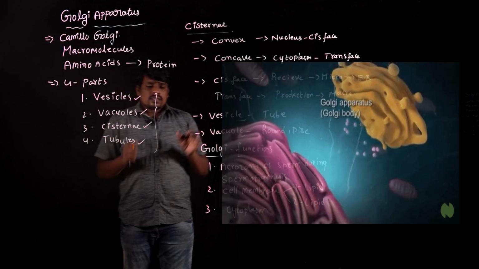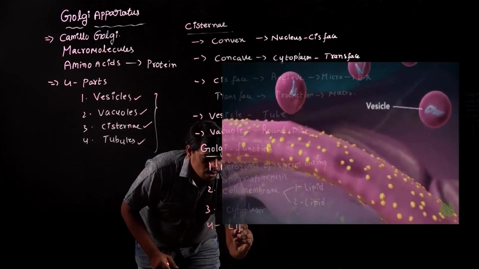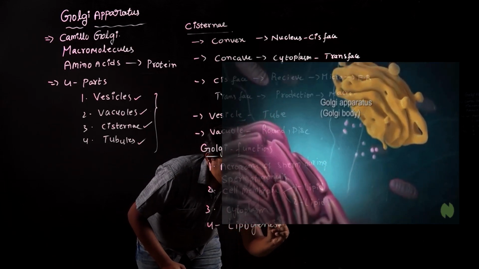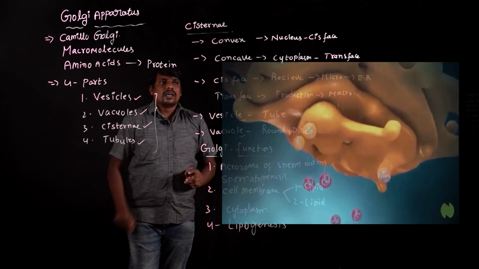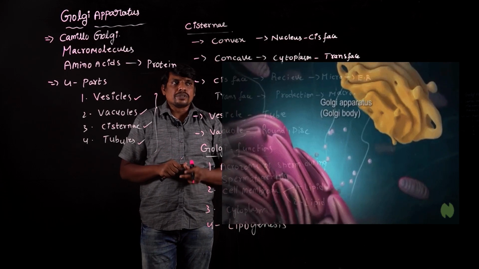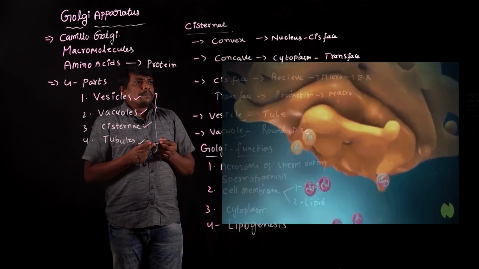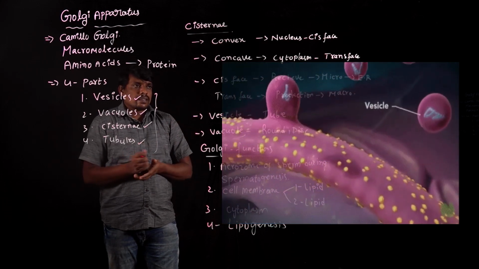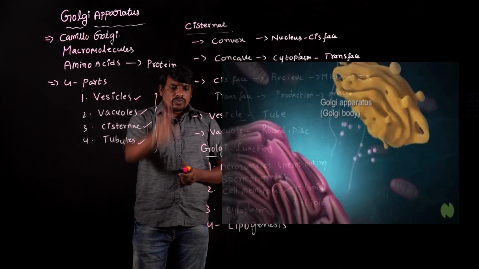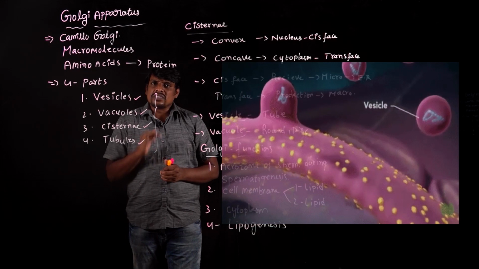Not only this, for the process of lipogenesis, what do you mean by lipogenesis? The process of formation of lipids is called lipogenesis. For the process of lipogenesis, the Golgi operators play an important role. As you can see in the figure, how these lipids are synthesized by the Golgi operators. So, the four major functions were explained for Golgi operators.